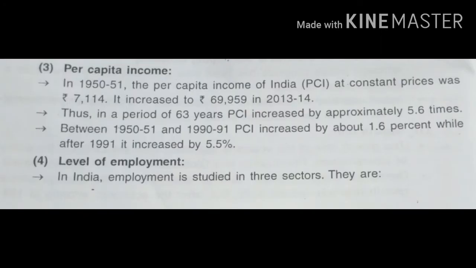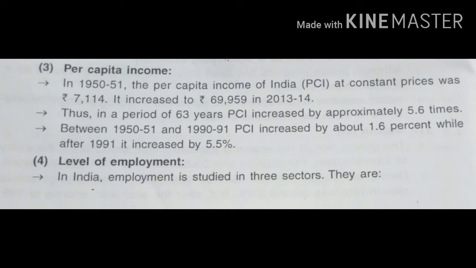Third, per capita income. In 1950-51, the per capita income of India at constant price was 7,114. It increased to 69,959 in 2013-14. Thus, in a period of 63 years, the per capita income increased by approximately 5.6 times. Between 50-51 and 1991, the per capita income has increased by about 1.6%, while after 1991, it increased by 5.5%.